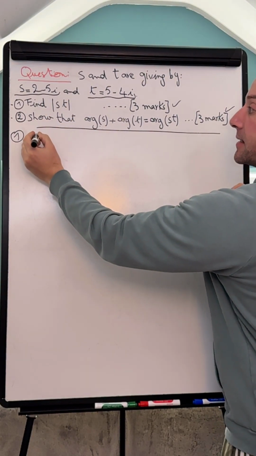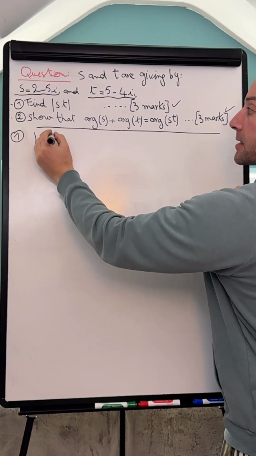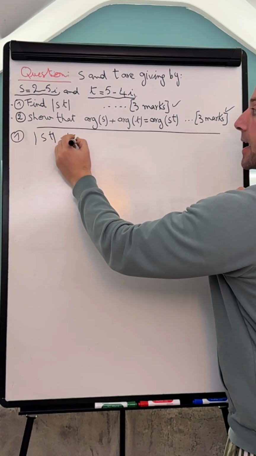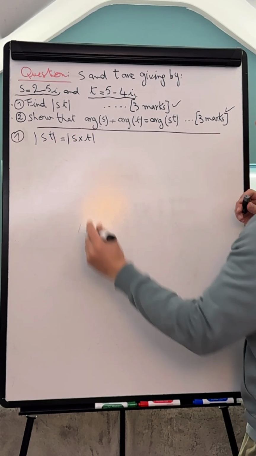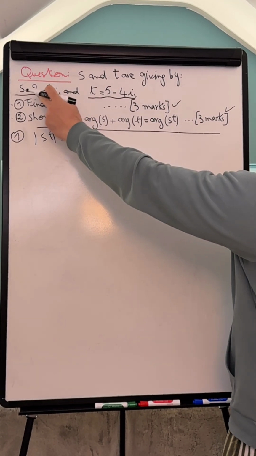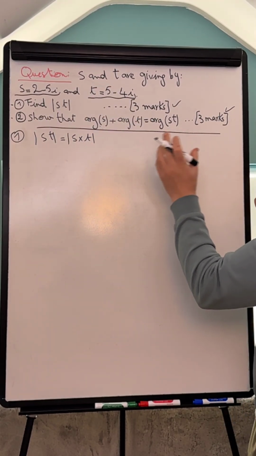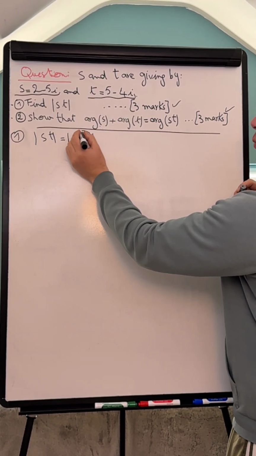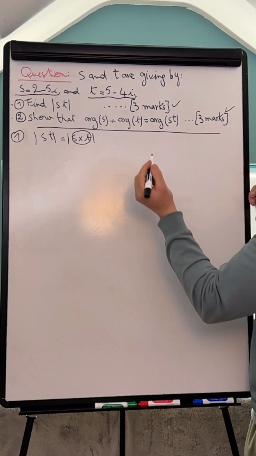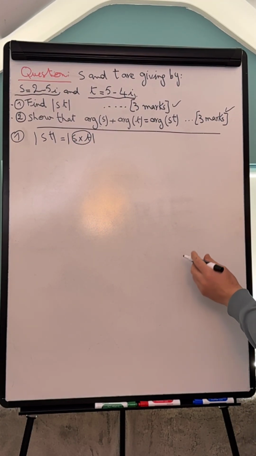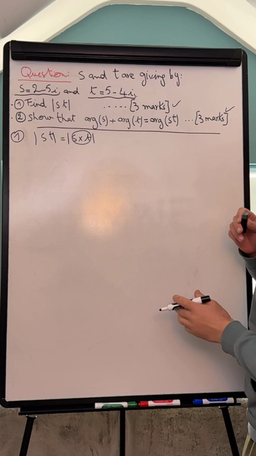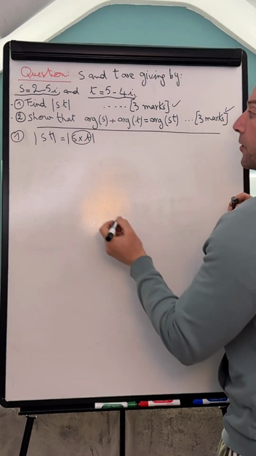This notation means ST is basically the same as S times T, as simple as this. We've got S, we've got T. Before we calculate the modulus, we have to find what S times T is. So we can calculate S times T first, and then we can move on.